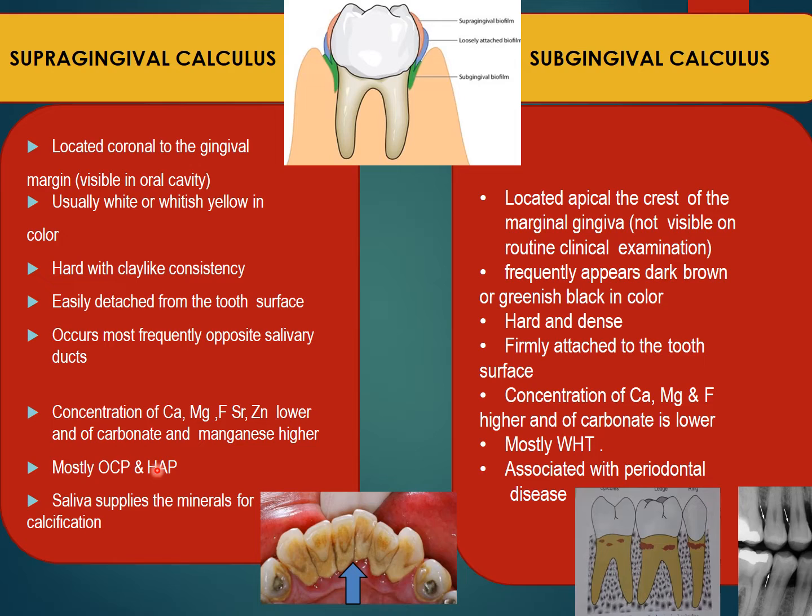Saliva supplies the minerals for calcification of supragingival calculus. Subgingival calculus is mostly seen in the subgingival area where there is a periodontal pocket. So the main source is GCF.